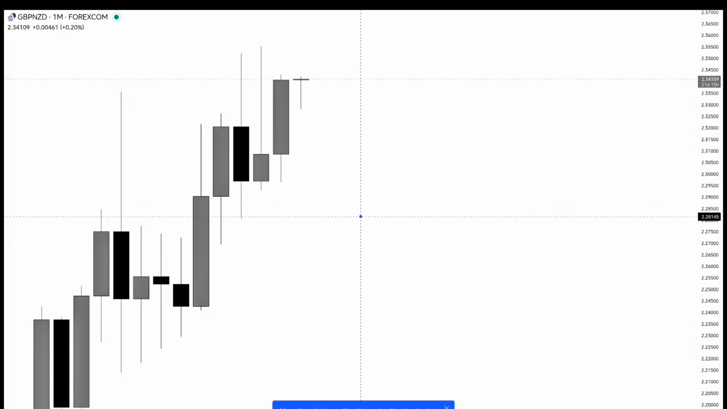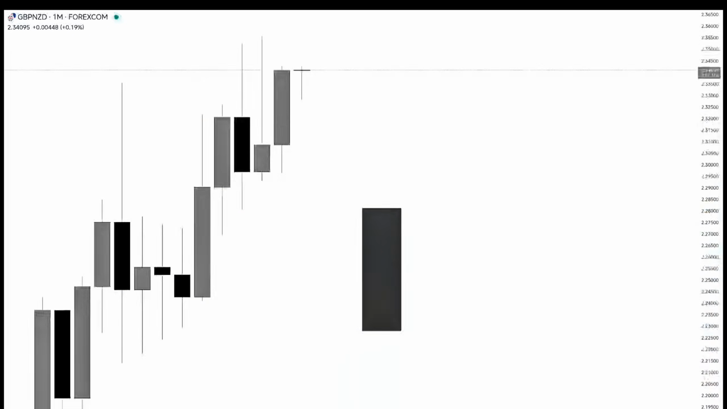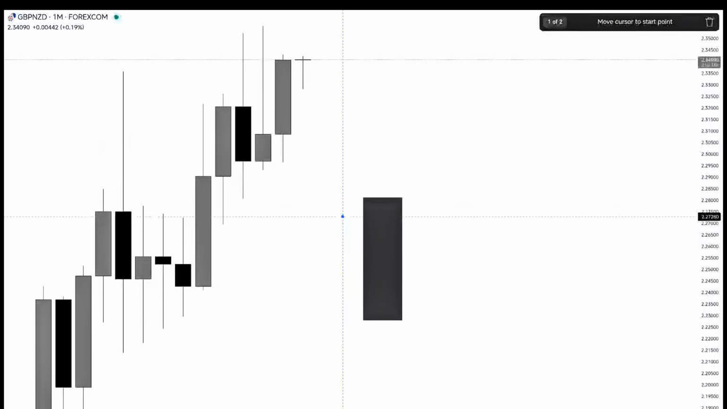So like I said earlier, CRT is like an AMD in a candle format. So what do I mean? Take a look at this. Let's say this is the first candle that we are trading, right? So this is the first candle we are trading, and that's the accumulation candle. So we have the accumulation candle to be something like this.